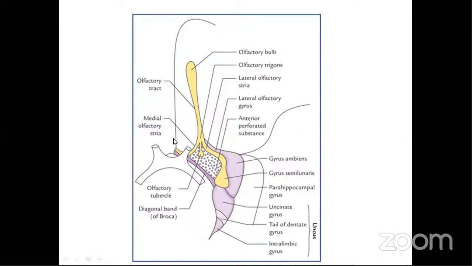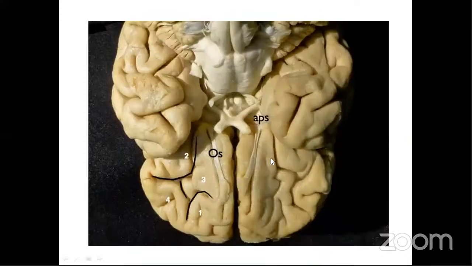So this is a real brain specimen showing the olfactory bulb with the olfactory tract, showing the relation of the frontal lobe with the olfactory tract. The olfactory tract lies on the undersurface of the frontal lobe, with the rectus gyrus medially and the medial orbital gyrus laterally. So this is the rectus gyrus, this is the medial orbital gyrus. And here we can see the anterior perforated substance, the lateral stria, the medial stria, and the trigone itself.